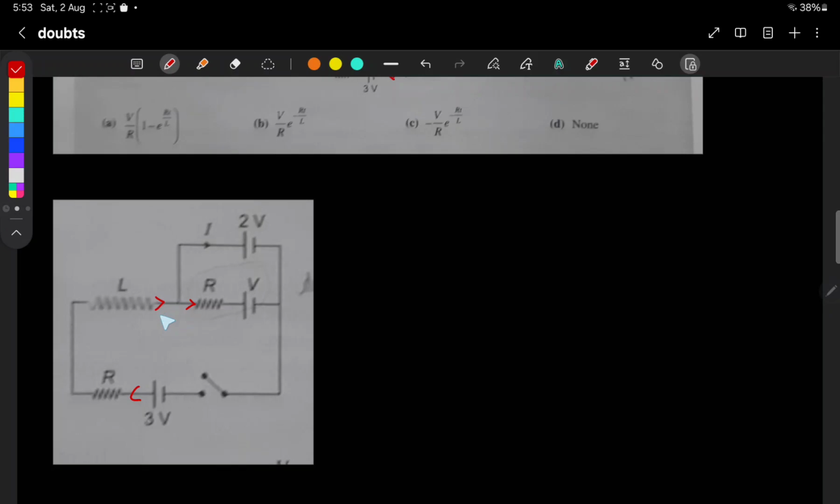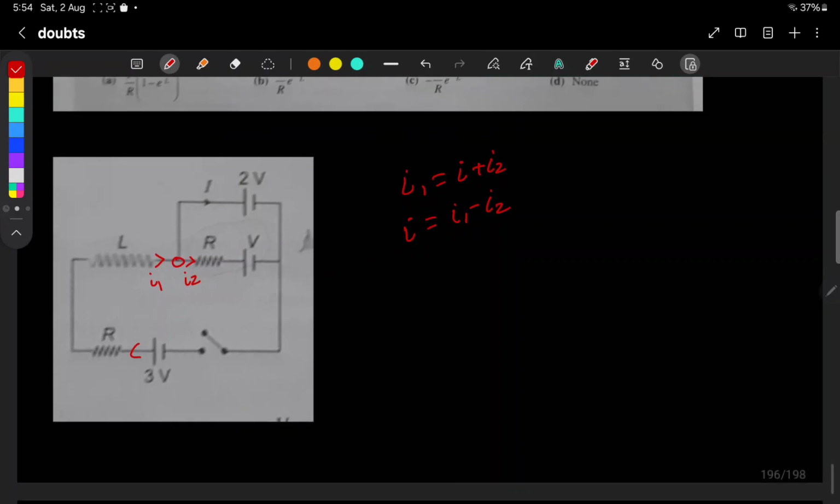So here for simplicity we can give some names. If this is I1, this is I2. So here if you apply junction rule, your I1 should be equal to I plus I2. So basically they are asking I is what? It's a function of time. I is nothing but I1 minus I2. Let me find I1, I2 separately and then we can substitute in this equation, we will get the answer. So first let me find what is I2.